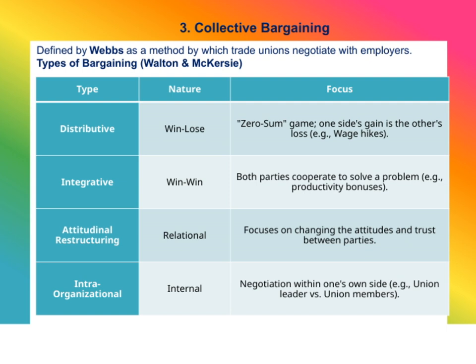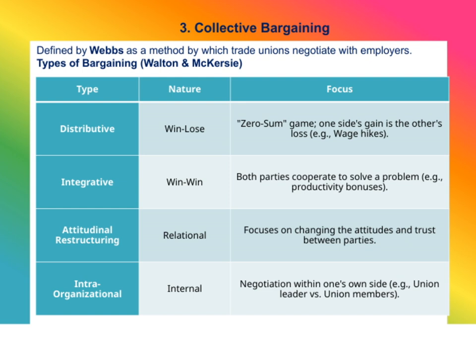Next, we have integrative bargaining, which aims for a win-win outcome. Here, both parties cooperate to solve problems together, such as implementing productivity bonuses that benefit everyone. Then, there's attitudinal restructuring. This type focuses on changing the relationship itself, building trust and positive attitudes between the parties, which can lead to smoother negotiations in the future.